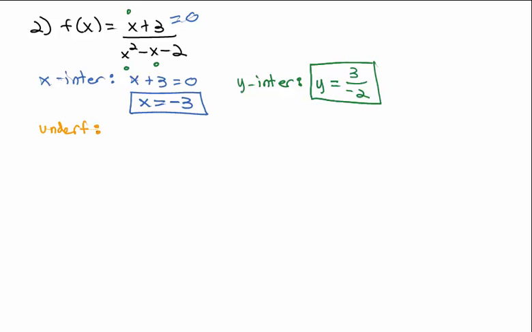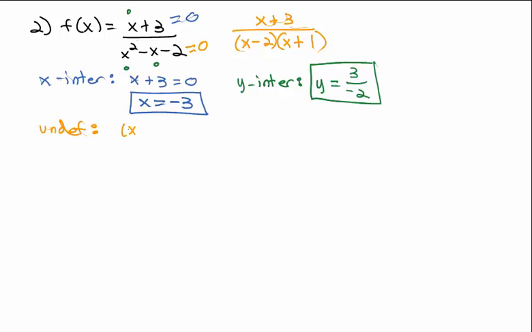Undefined points. To find our undefined points, first we'll need to factor that denominator. Let's just rewrite it factored here: x plus 3 over x squared is x times x, minus 2 is 2 times 1, and that's negative 2 and a positive 1. There's no reducing of this fraction, so it has no holes in it, but we can make the denominator equal to 0.